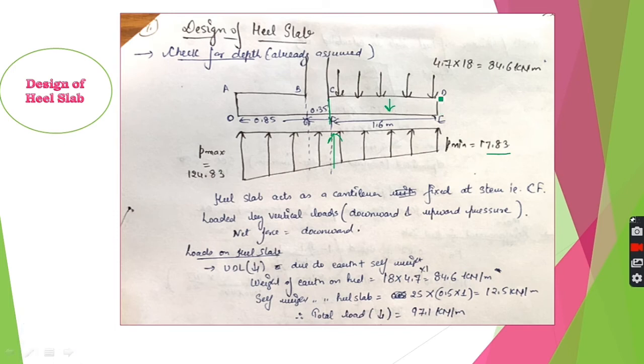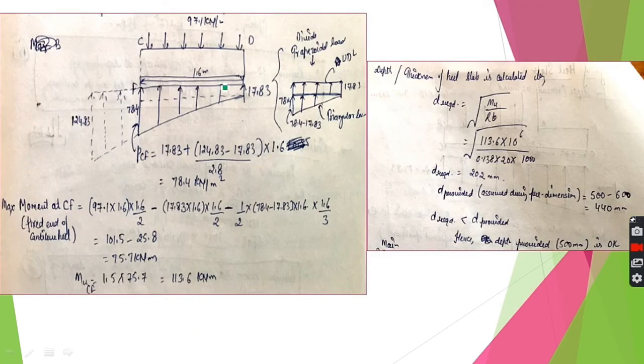So as we know the dimension of this and this, we will calculate this to be 12.5. Note that I have calculated all these values in kilonewton per meter. So we get the total downward load as 97.1. Now we have to find out this value at CF.